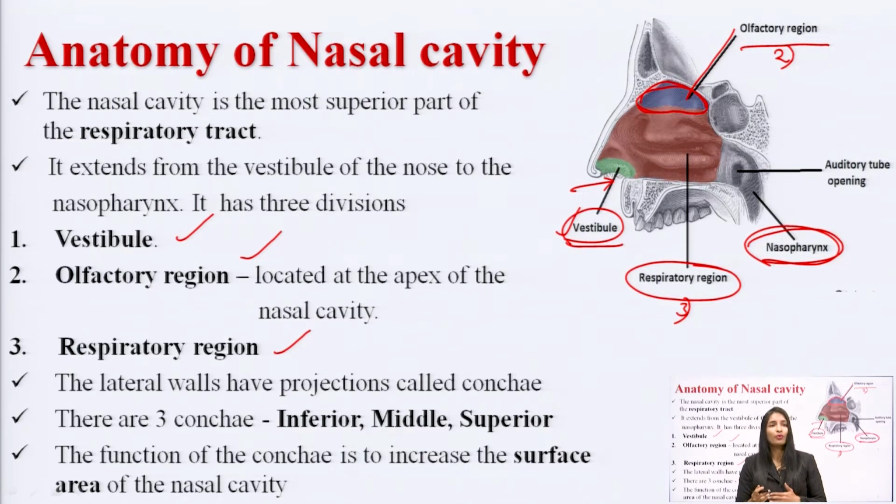And if I am talking about conchae, the nasal cavity consists of three conchae: inferior, middle, and superior. The main function of these conchae is to increase the surface area of the nasal cavity. So, what these conchae will do is increase the surface area of the nasal cavity.